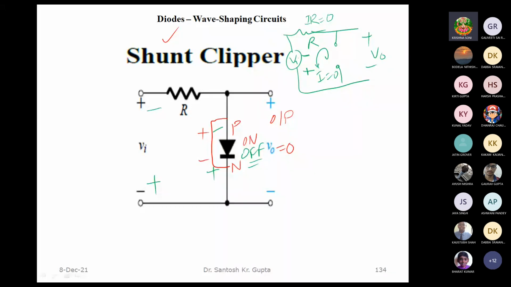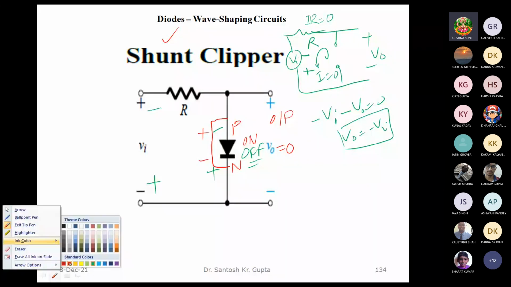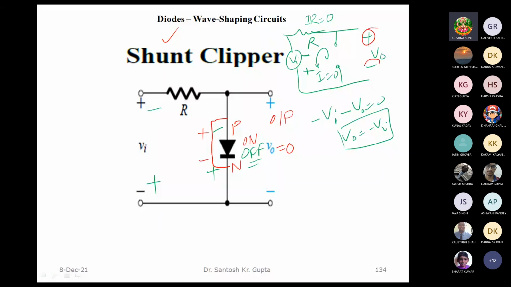Now we can apply KVL to this loop, assuming that the output voltage is V naught. So minus VI minus V naught equals 0. So V naught will be equal to minus VI, with the shown polarity, meaning positive on this side and negative on this side. So our output is equal to the input in magnitude, but with the reverse polarity.